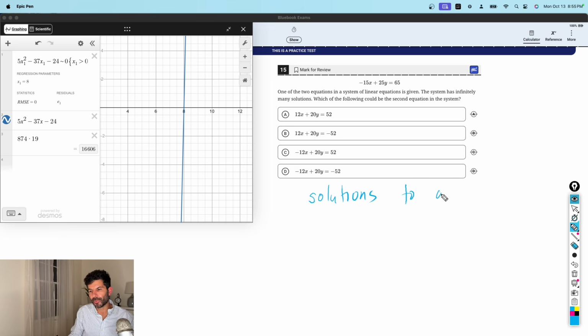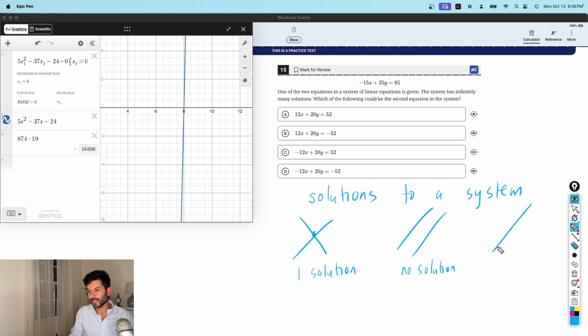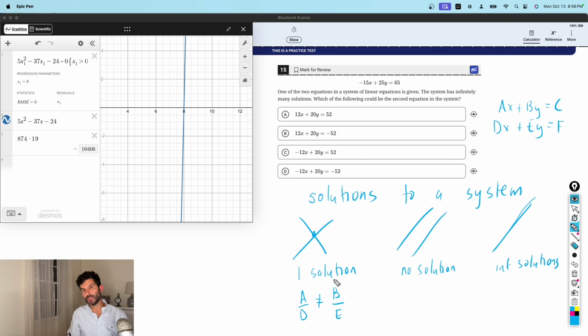So solutions to a system. There are three types of solutions to a system. You have crisscross, one solution. You have parallel lines, no solution. And you have one line on top of the next, that's infinite solutions. As long as your equations are in standard form. So standard form would be ax plus by equals c, and then the second one would be dx plus ey equals f. If a over d is not equal to b over e, then you're going to have one solution guaranteed.